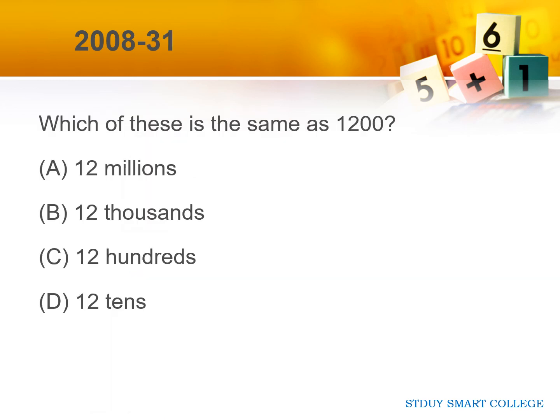Which of these is the same as 1200? It's easy. Choose C.